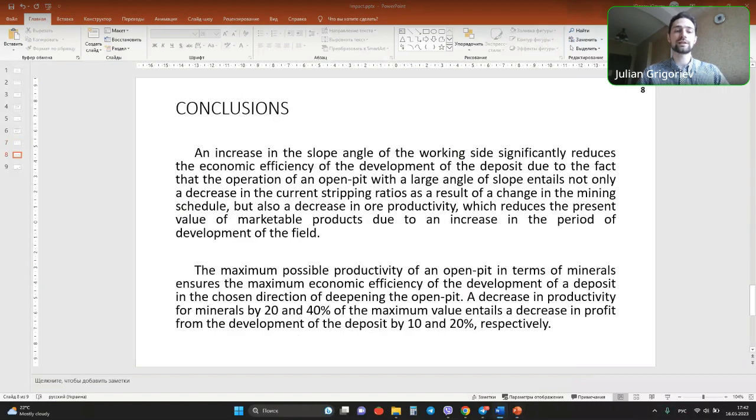So, an increase in the slope angle of the working side significantly reduces the economic efficiency of the development of the deposit due to the fact that the operation of open pit with a large angle of slope entails not only a decrease in the current overburden ratios as a result of change in mining mode, but also a decrease in ore productivity, which reduces the present value of marketable products due to an increase in the period of the development of the field.